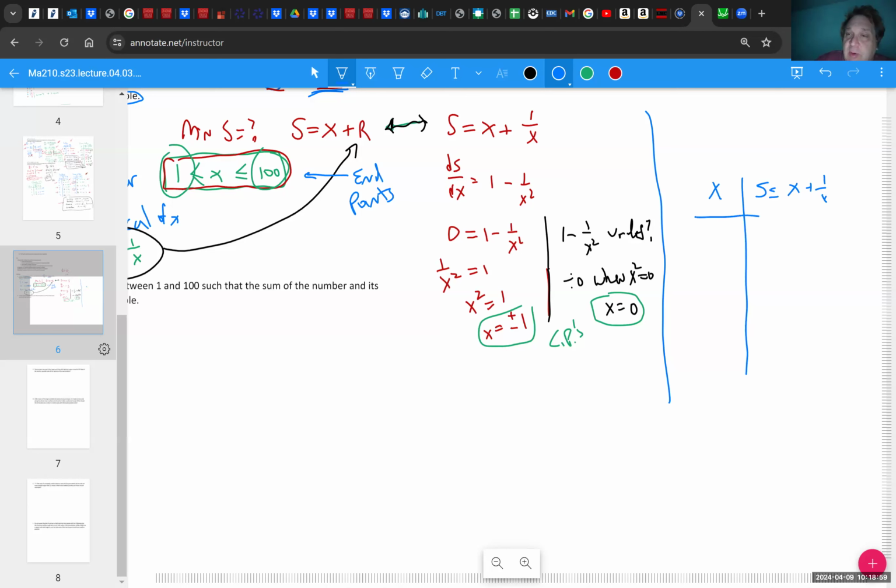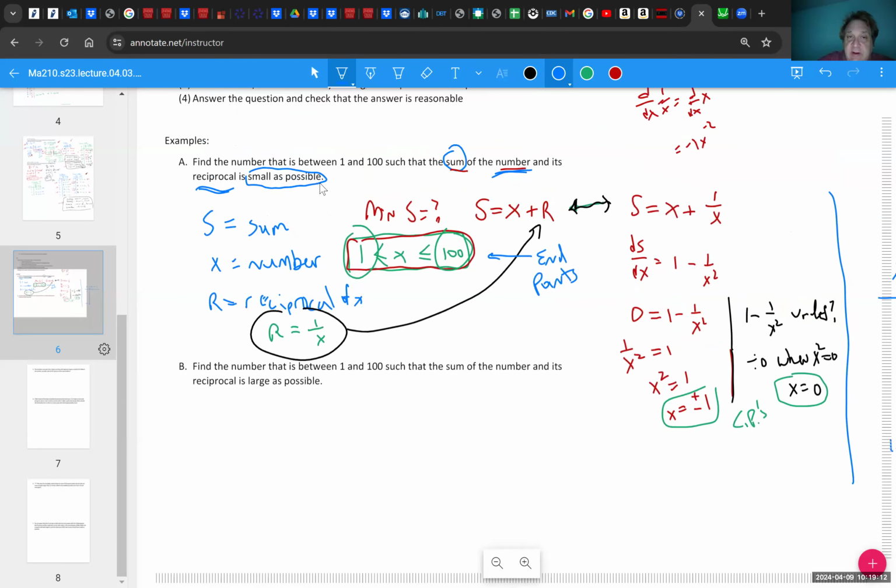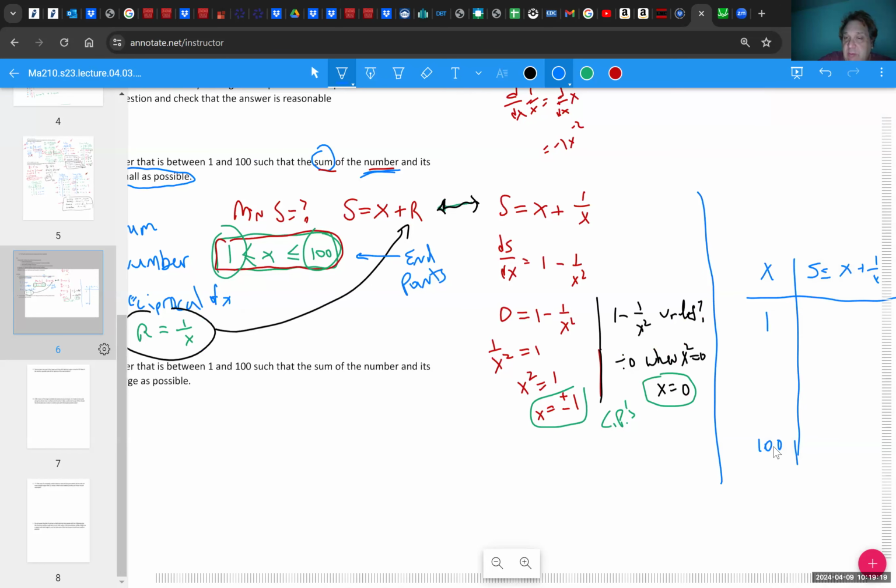Now we know the endpoints for this x thing are 1 and 100. You're not allowed to have numbers that are smaller than 1, nor are you allowed to have numbers that are larger than 100. That's by direction. It says here the number between 1 and 100. So you ain't going to do a number 103 or 200. It's all going to be between 1 and 100.